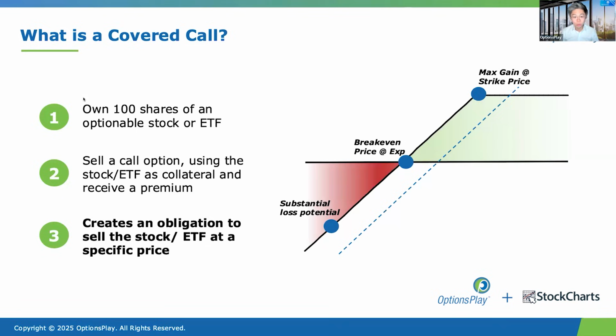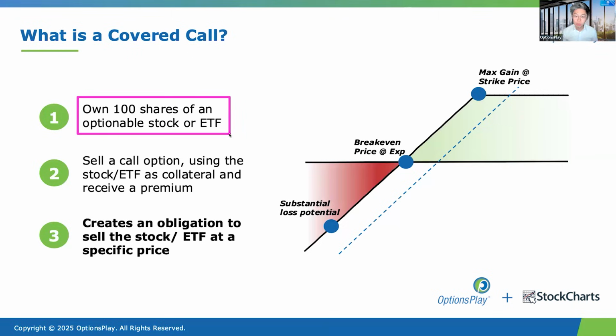It's a strategy that you can utilize as long as you own at least 100 shares of an optionable stock or ETF in your portfolio. You own 100 shares of Apple, you own 100 shares of Netflix, you own 100 shares of any stock that is optionable, or an ETF that's optionable, such as SPY, QQQ, IWM, any of these ETFs that have options trading on them. You can write calls against the stock that you own and collect income.